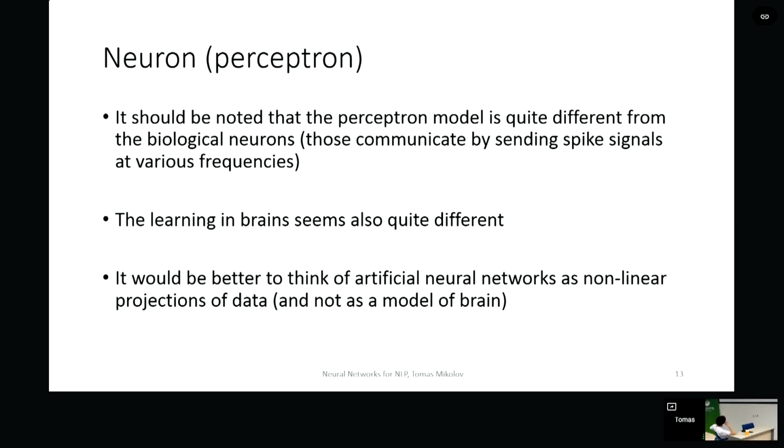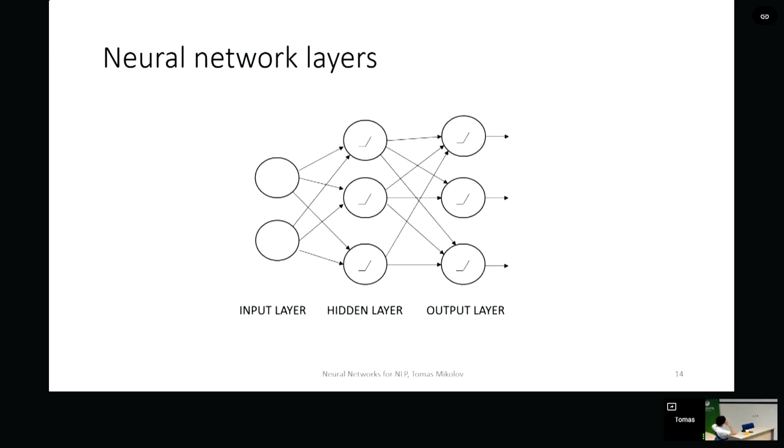In that case, we can see artificial neural networks as basically some nonlinear projections of the input data that we can stack on top of each other, and that's pretty much all. This is how it can look in a graphical representation. You have neurons at the input, 3 neurons at the output, and some hidden neurons.